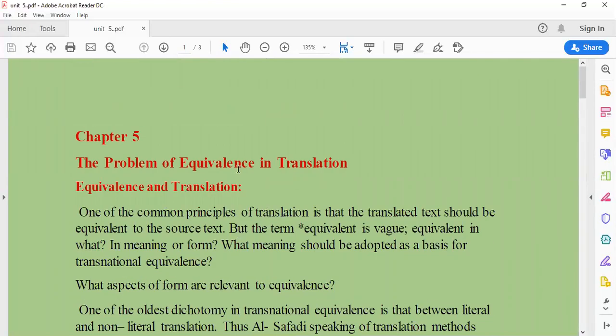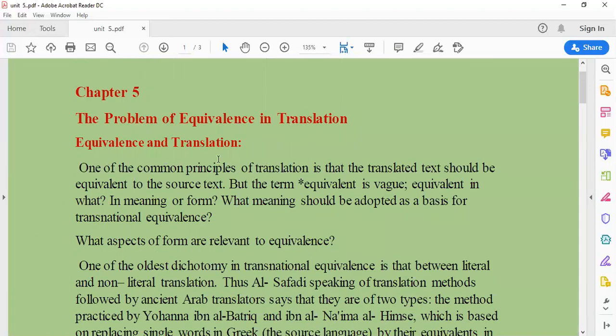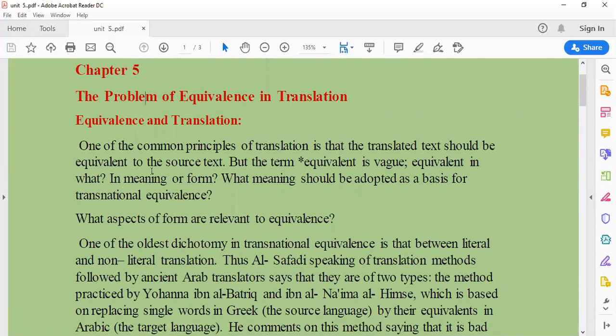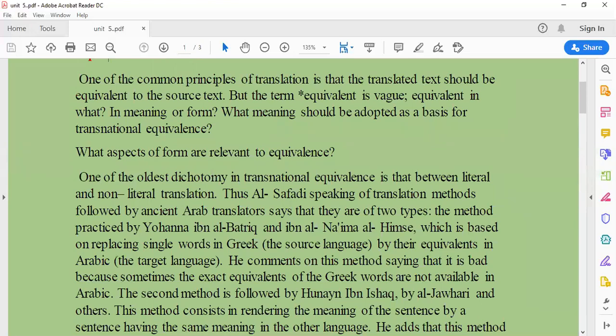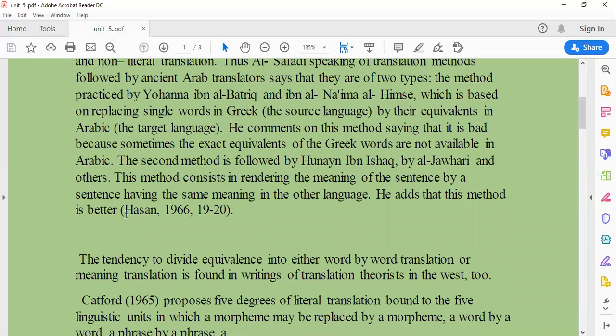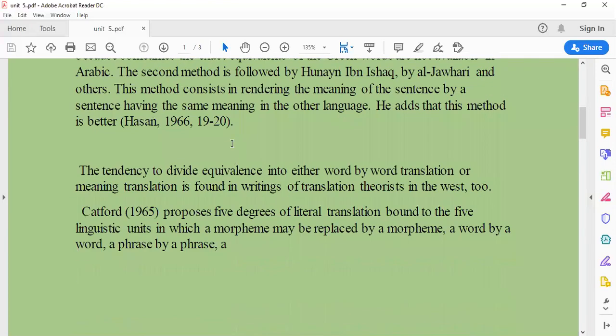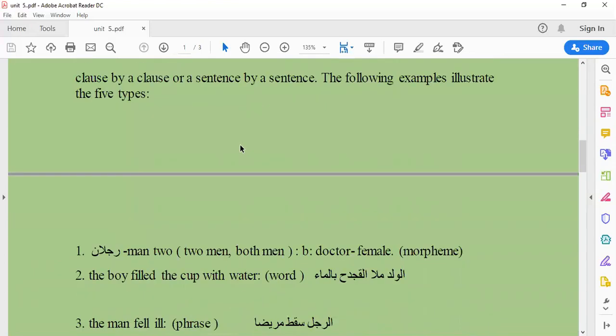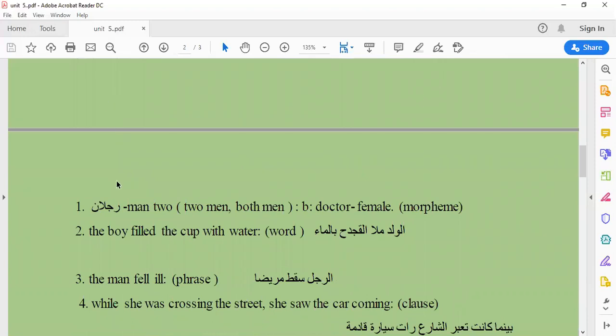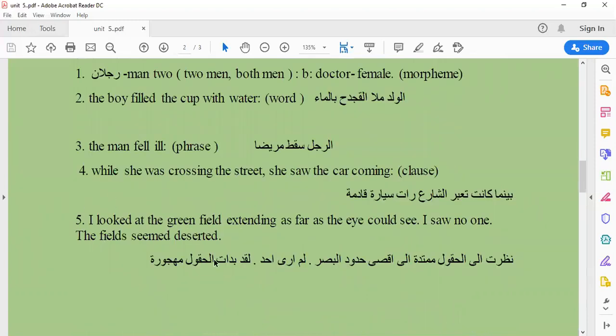This is the lecture concerning chapter number 5, the problem of equivalence. The most important things in this lecture are that we have to know equivalence and translation, and the meaning. We have 2 methods, as we studied, where Hassan's is better than the previous one. So focus on this one, and look at the 5 types of translation to keep them in mind.